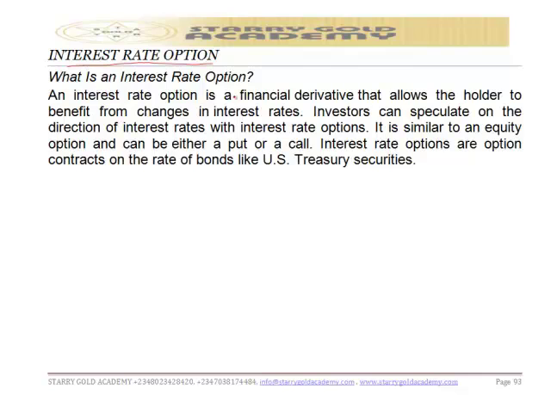An interest rate option is a financial derivative that allows the holder to benefit from changes in interest rates. I repeat again, an interest rate option is a financial derivative that allows the holder to benefit from changes in interest rate. Investors can speculate on the direction of interest rate with interest rate options. It is similar to equity options and can either be a put or a call. Interest rate options are contracts on the rate of bonds like US Treasury security.